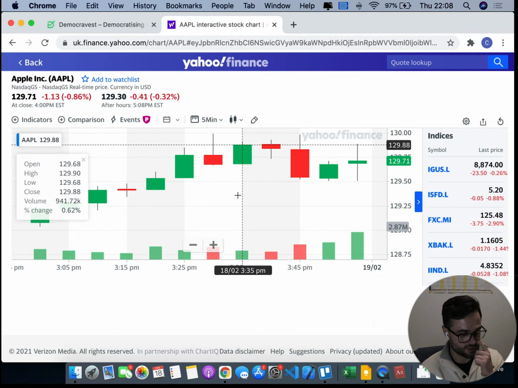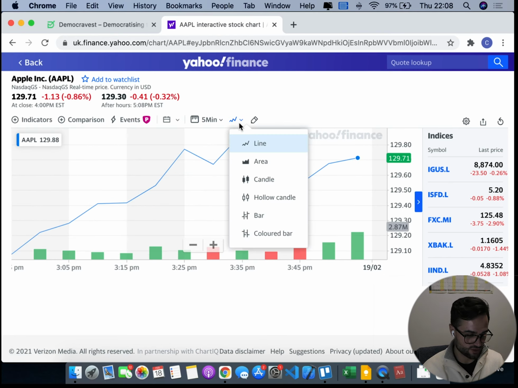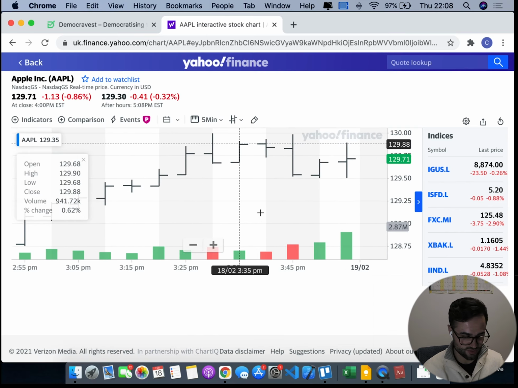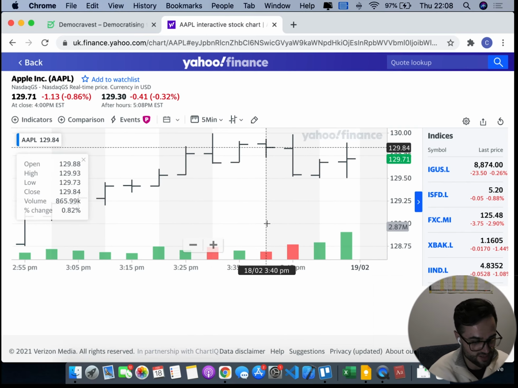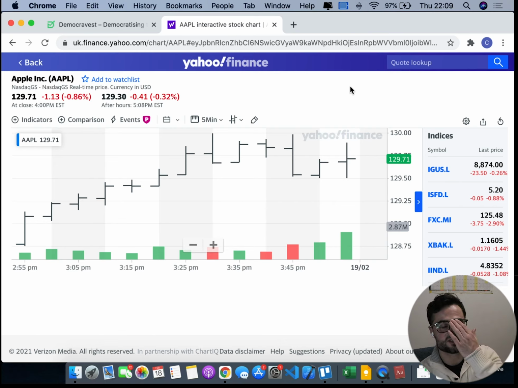If we go back to the chart, you can play around with this as much as you want. You can go lines, you can go bars. Bars, similar sort of concept. It came in here, it left here. It came in here, left here. It's similar to candles. Stick to candles for now, don't confuse yourself.